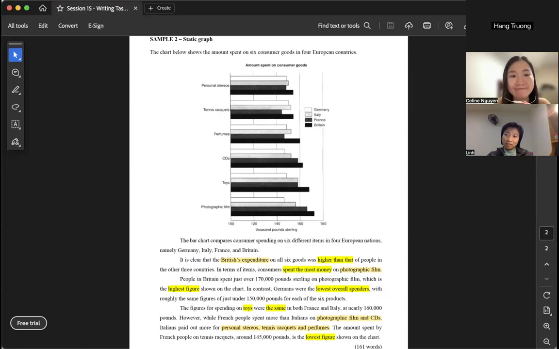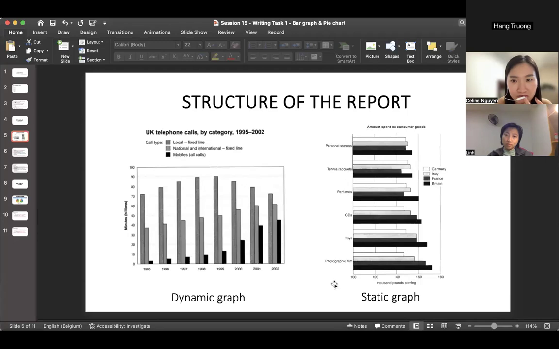Sample 1, dynamic graph. Okay, so just look at the file, use the file that I sent on the chat box. I will share this, I will return to the slides so that we can discuss later. So I will give you about 5 minutes. Is that enough to write down the structure?